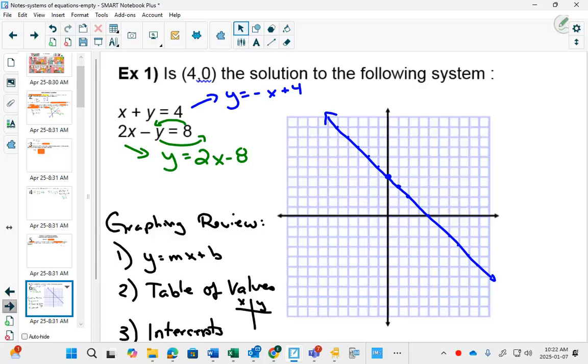For the green graph, 2x minus 8. And the slope of 2 is positive, so it's going to be going up from left to right. I'm going to go up 2 over 1. Up 2 over 1. Okay? And if I kept doing this, up 2 over 1, up 2 over 1, you see that my dots even intersected already?